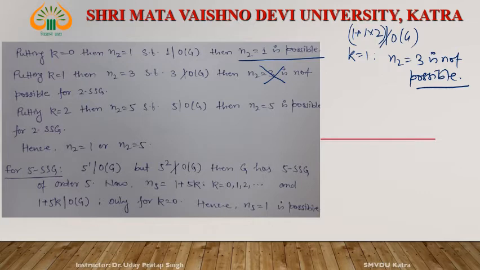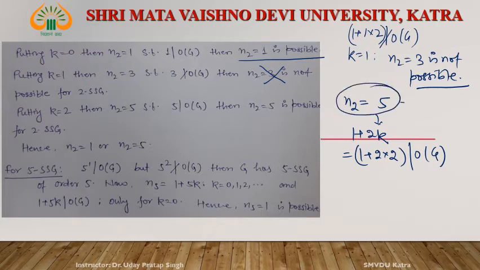For n2 is equal to 5, how? 1 plus 2k, 1 plus 2, k is equal to 2. This is 5. It divides order of G. It means n2 is equal to 5. This is possible. Means n2 is 1, the number of 2-Sylow subgroups is 1, and the number of 2-Sylow subgroups is 5.